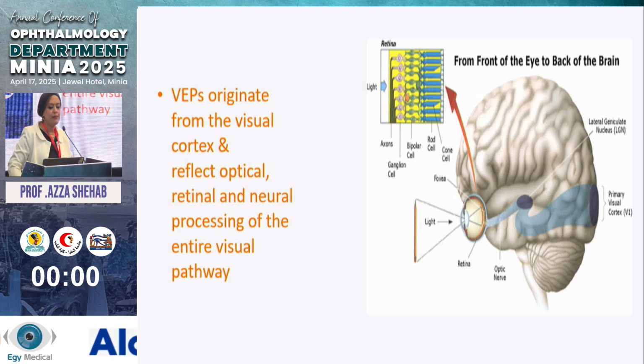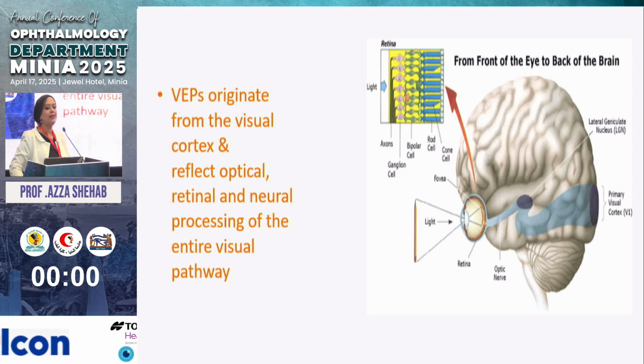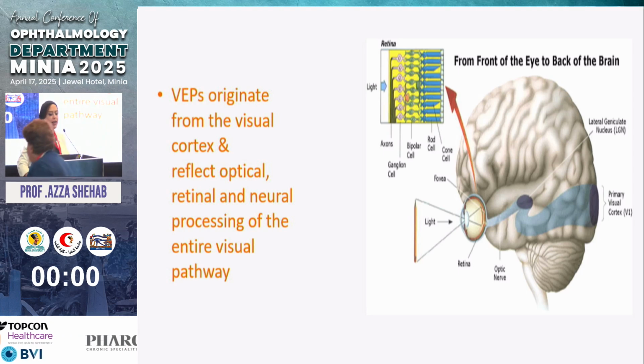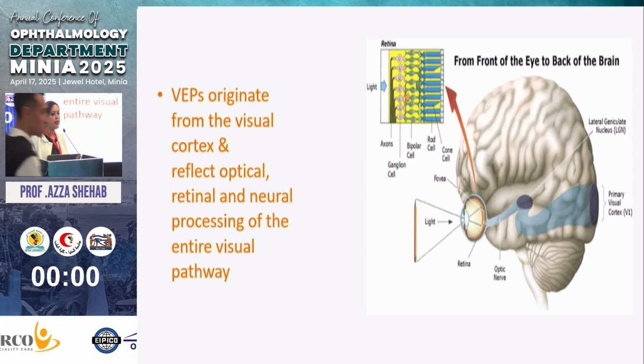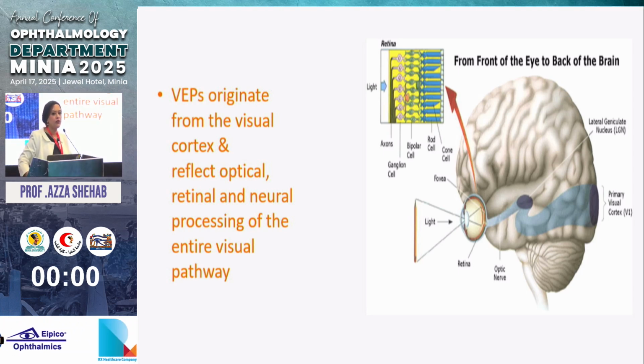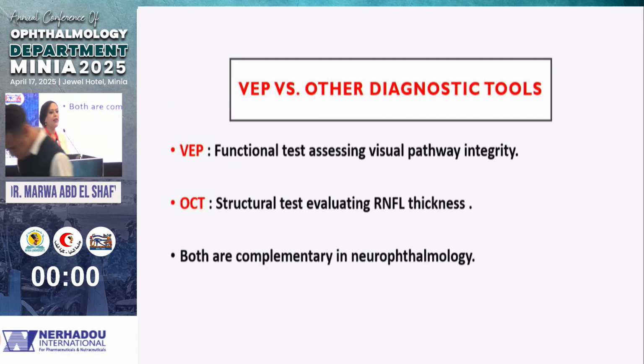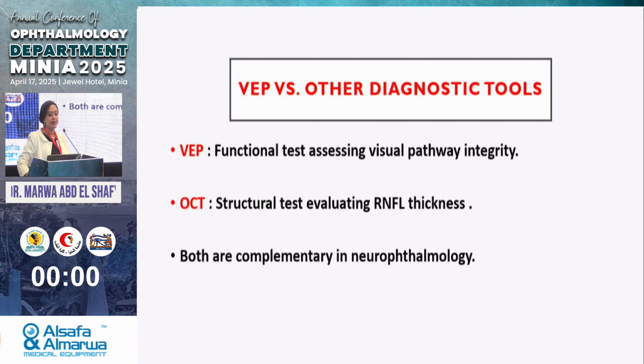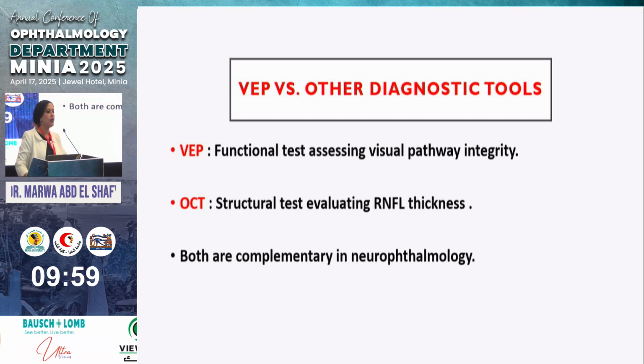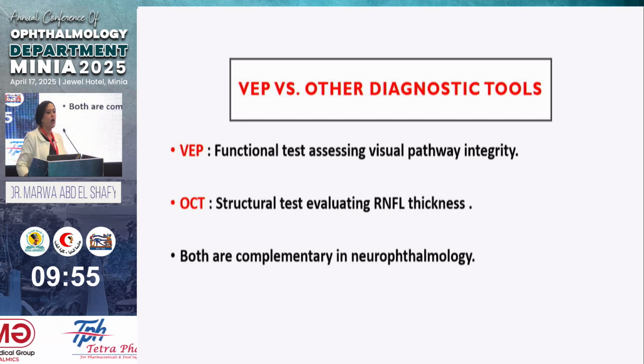The VEP originates mainly from the visual cortex, so it reflects the function of retinal neural processing of the entire visual pathway from front of the eye to back of the brain. The difference between VEP and other diagnostic tools is that VEP is a functional test that assesses visual pathway integrity, while OCT is a structural test evaluating retinal nerve fiber layer thickness, and both are complementary in neurophthalmology.